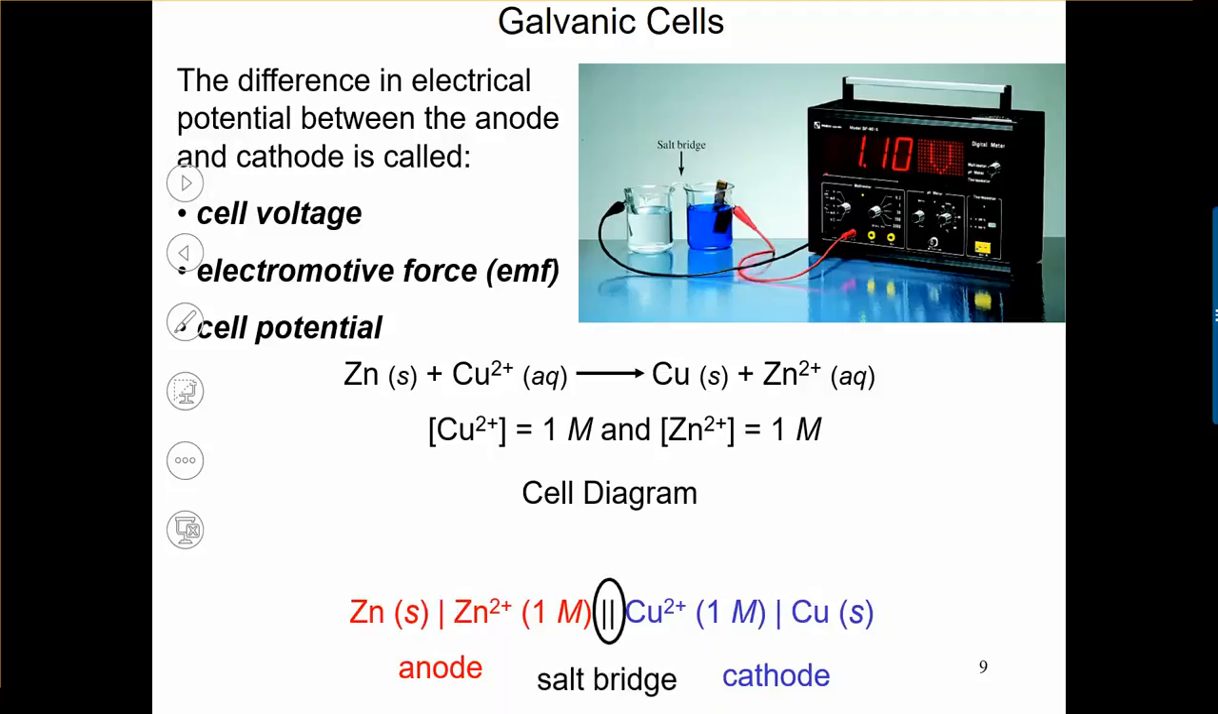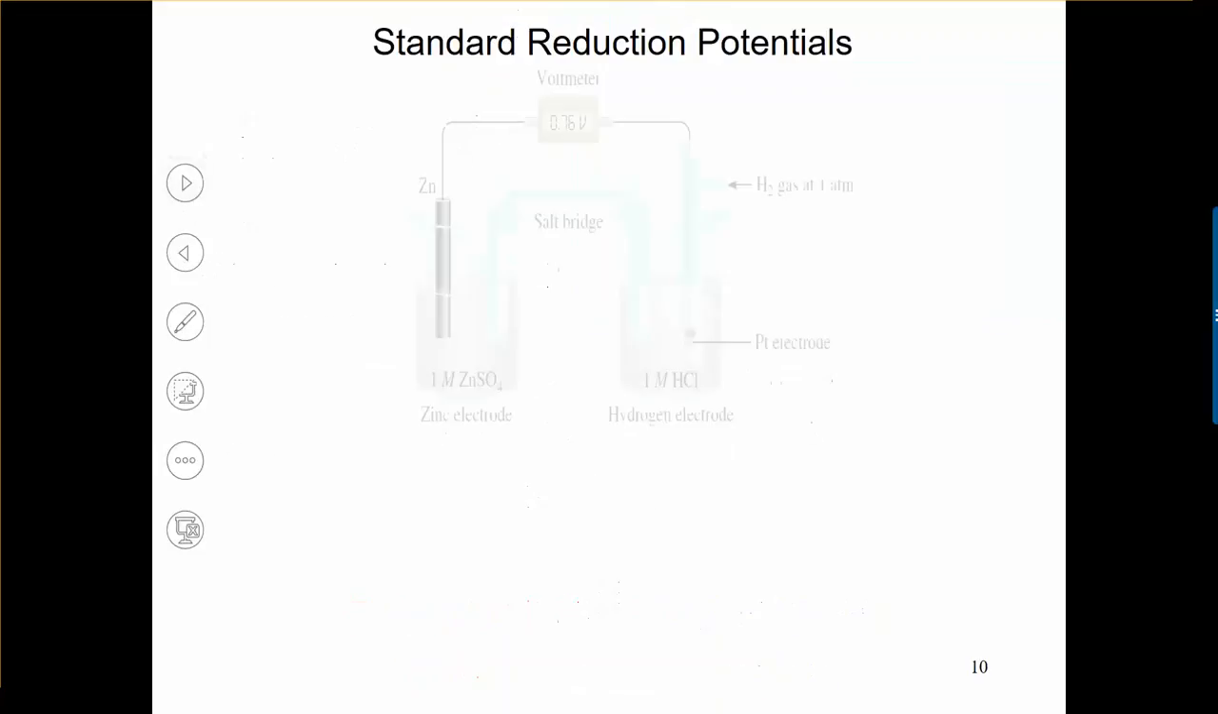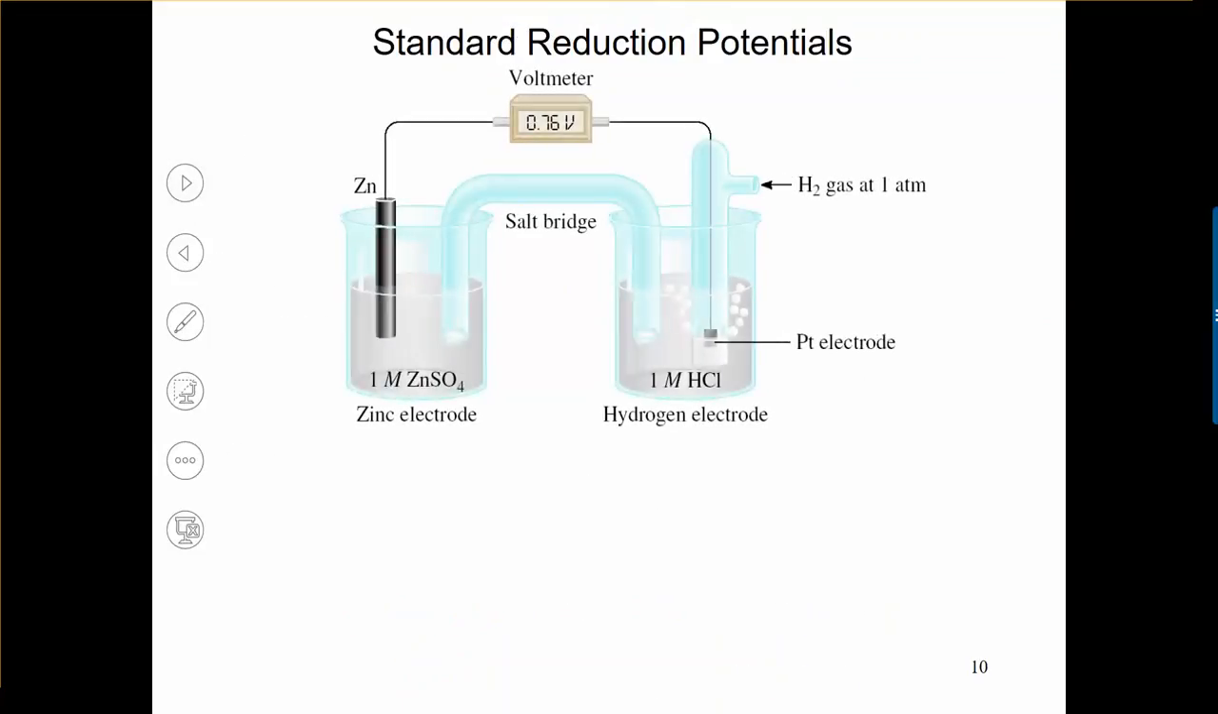And you do have to have this salt. There has to be a salt bridge in these types of galvanic cells, in order for the electrons to continue to pass, because otherwise it would last just for an instant and then it would be done. But having that salt bridge allows it to continue.